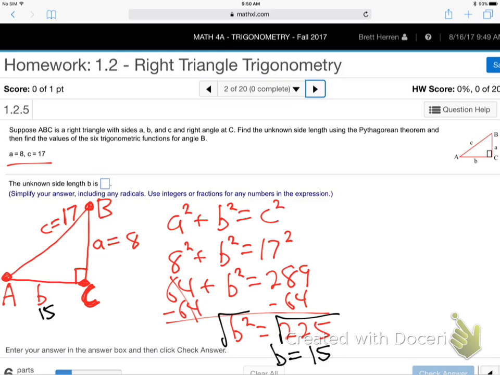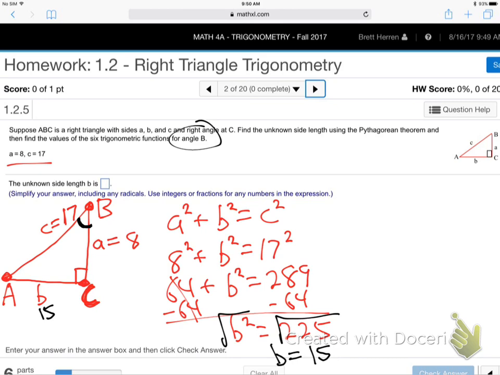Now they want the 6 trig functions from angle theta. Where is angle theta? Then find the 6 values. Oh, for angle B. Okay, I see. Here they go. They're saying angle big B. So they mean right up here, because that's where capital B is. So they want angle big B.